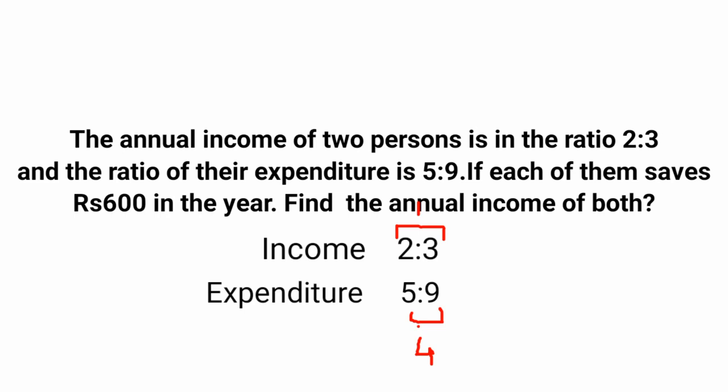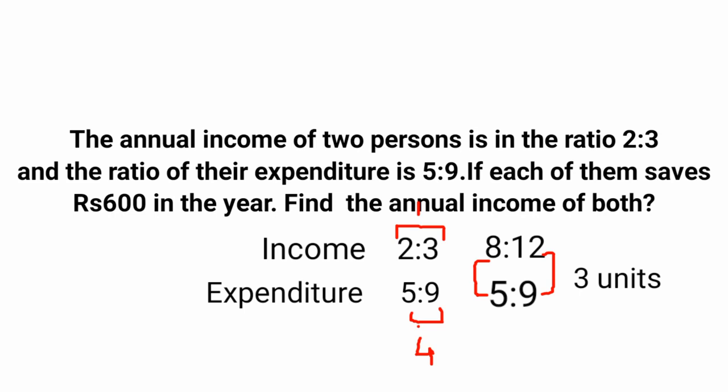That is, multiplying 2:3 with 4, you will get 8:12. And multiplying the second ratio with the difference of the first ratio. Difference of the first ratio is 1. So there will be no change. We will get the answer as 5:9 itself. We can see that the difference between income and expenditure of the first person is 8 minus 5. That is 3 units. And for the second person, the difference between the income and expenditure is 12 minus 9. That is 3 units. But this difference is actually the amount which they saved in a year.